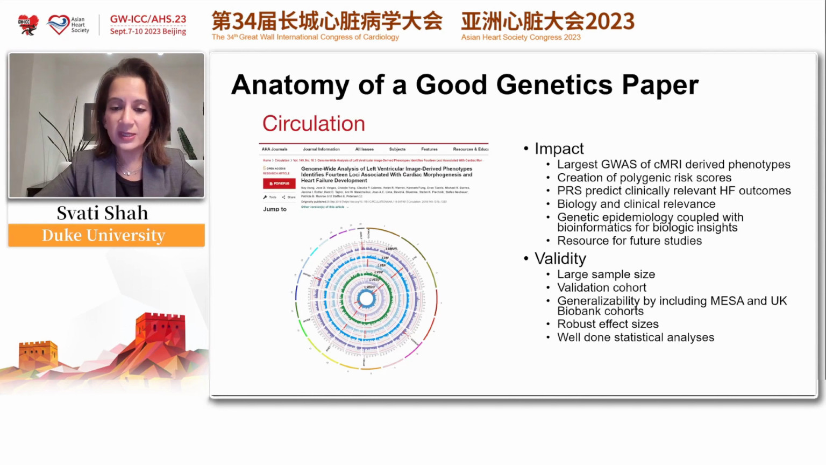And then with regards to validity, this was a very large sample size. Importantly, they had a validation cohort built in so they could evaluate robustness of their findings. The results were generalizable because they included a cohort that had diverse races and also UK Biobank. The effect sizes shown were robust across these different studies, and the statistical analyses were well done. So, broadly, those are components of impact and validity from this particular genetics paper.